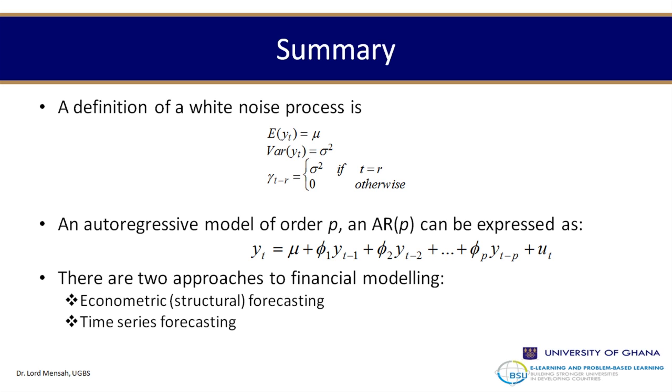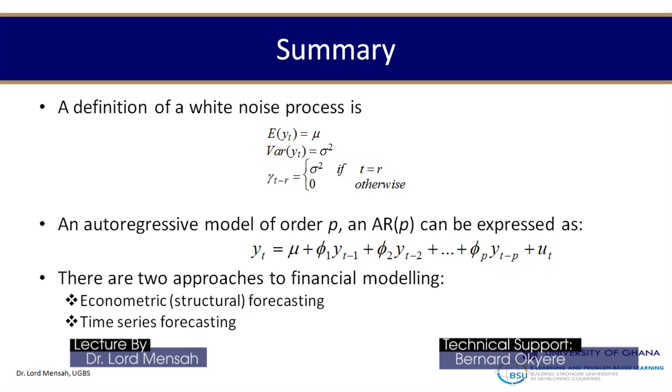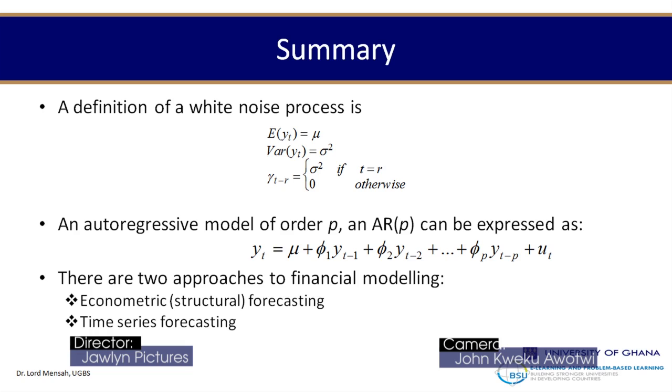In summary, all that we've done: we've learned the definition of a white noise process, and also what an autoregressive process is, which you can estimate in eViews. And there are two approaches to financial modeling: econometric forecasting and time series forecasting. That's all that we've done for this lecture series.